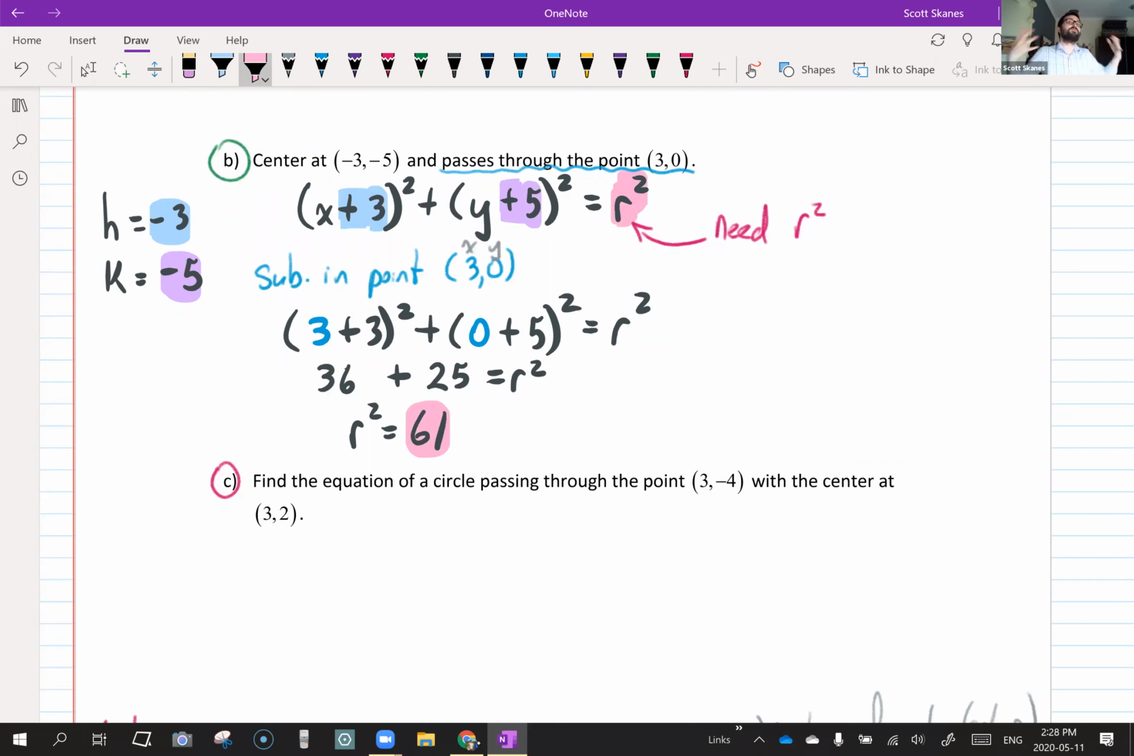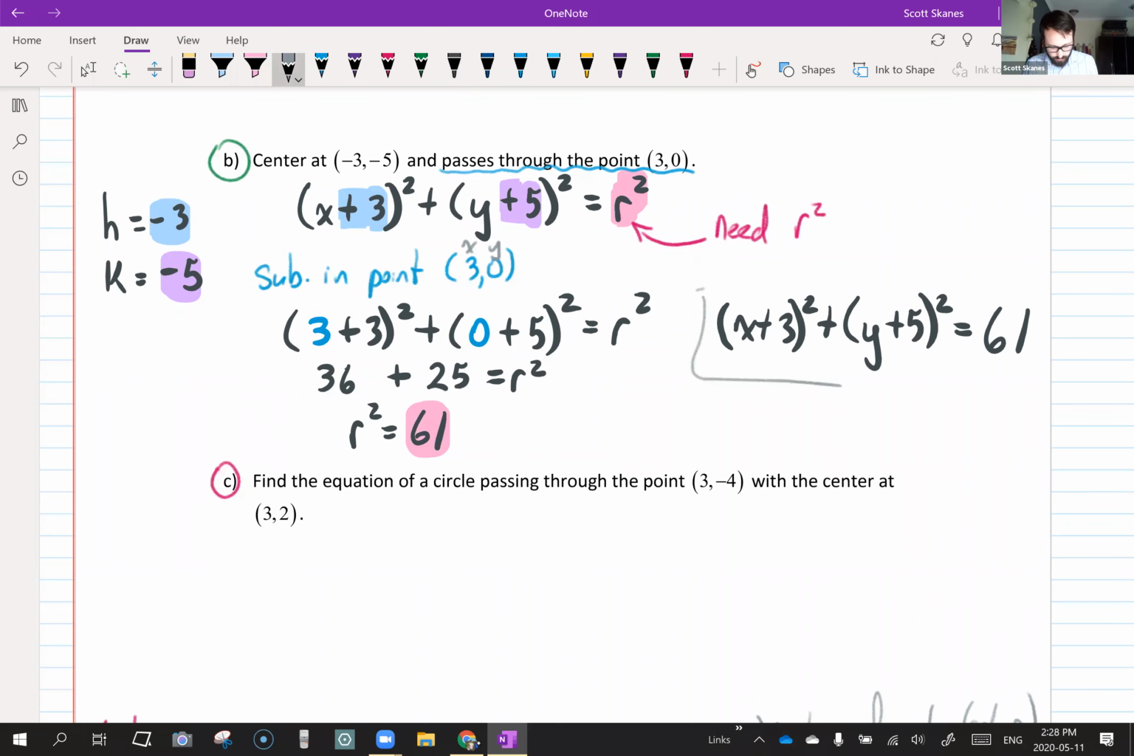And now we can put the full puzzle together. We can make our entire circle equation. So we can say this is x plus 3 squared plus y plus 5 squared equals 61. Voila, we're finished. Okay, this would be a circle whose center is at -3, -5, and has a radius of 61. Well, a radius actually of whatever root 61 is, but that's the big idea here.